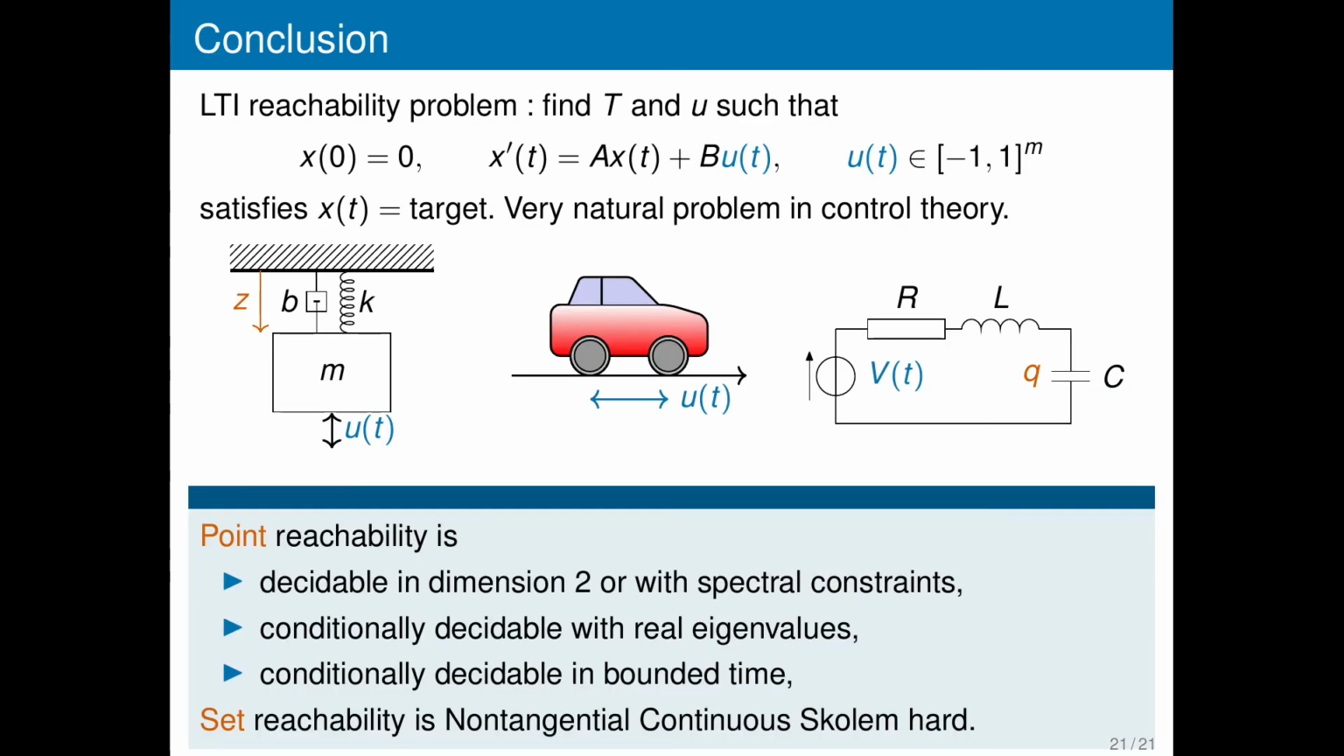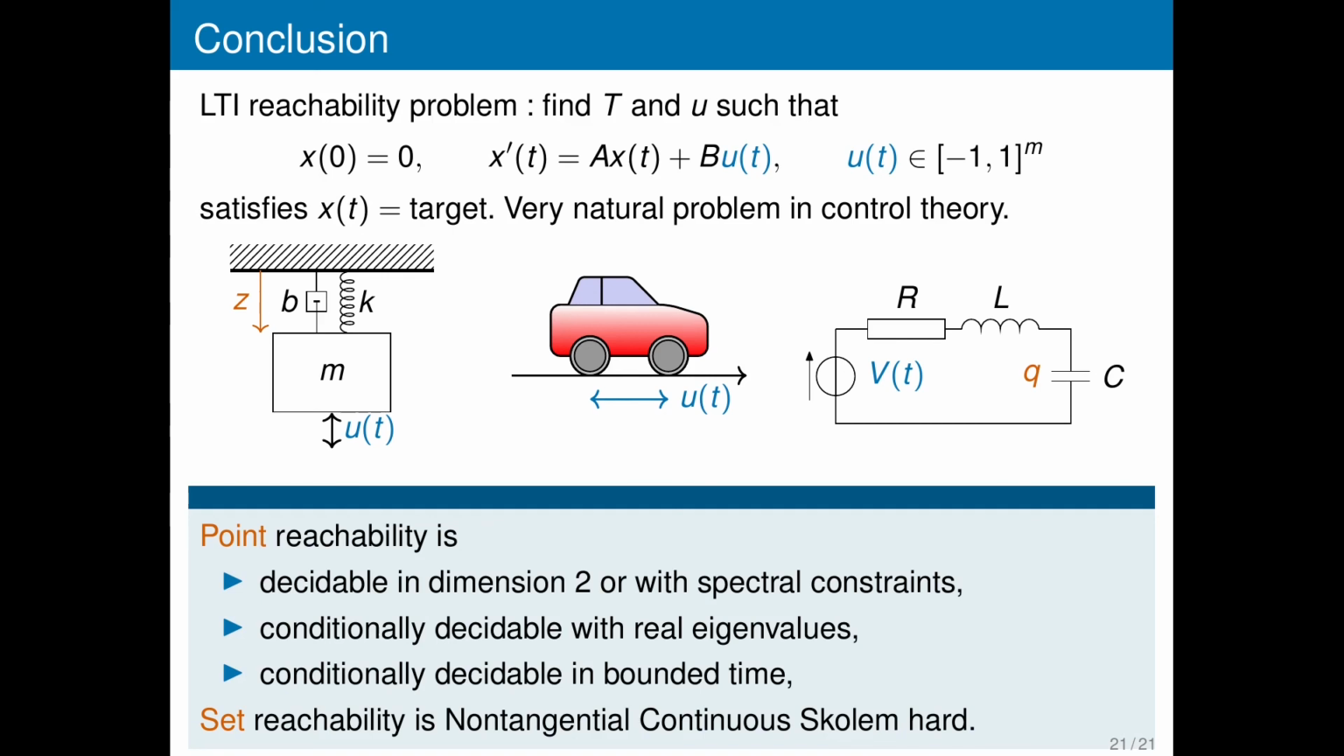To conclude, in this paper we looked at the LTI reachability problem where the set of controls U is assumed to be a zonotope. This problem occurs very naturally in the control theory, and surprisingly, the point-to-point reachability problem has not been studied a lot in the literature. We are able to show that the problem is decidable in dimension 2 or with some very strong spectral assumptions. It is also conditionally decidable with real eigenvalues or in bounded time. Here, we require that some mathematical conjecture, known as Schanuel's conjecture, be true for our results to hold.